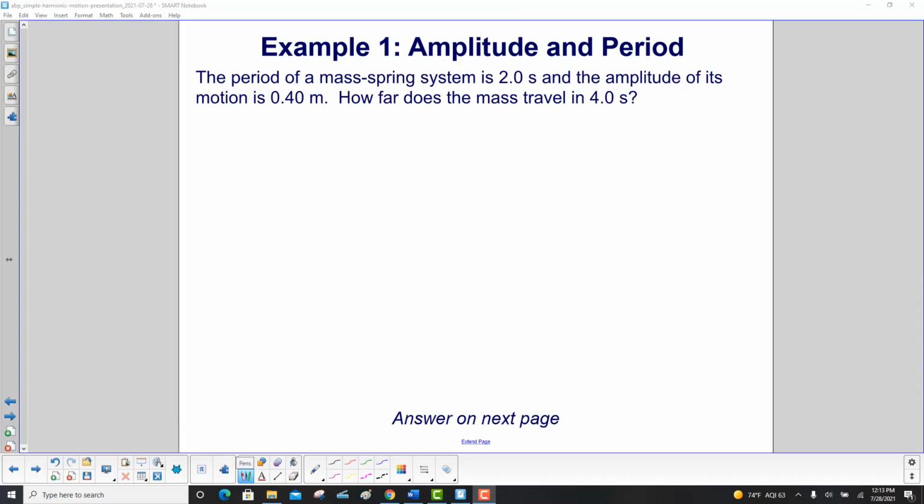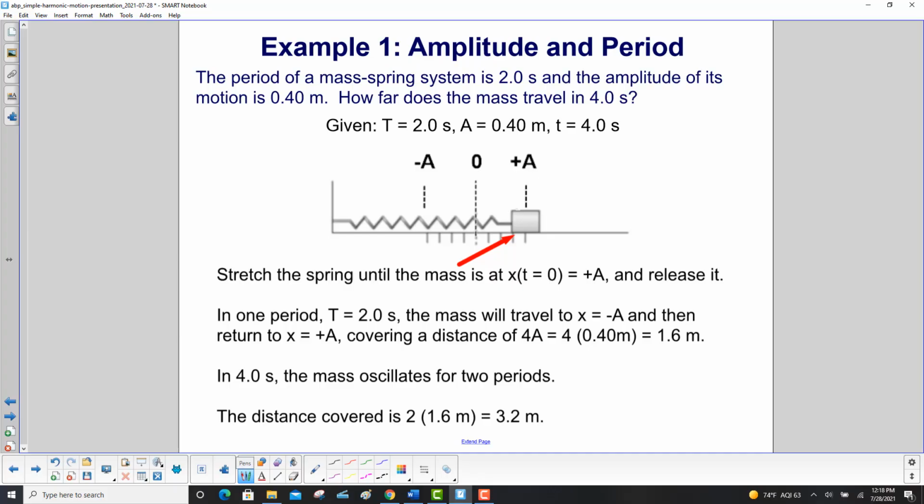The period of a mass spring system is 2 seconds, and the amplitude of its motion is 0.40 meters. How far does the mass travel in 4 seconds? We've got the period, 2 seconds, amplitude is 0.40 meters, and the time is 4 seconds. So we'll sketch this one out. The spring will be stretched until the mass is at plus A at time equals 0, and then we'll let it go. In one period, that is t equals 2 seconds, the mass will travel to negative A and then come back and wind up at plus A again.